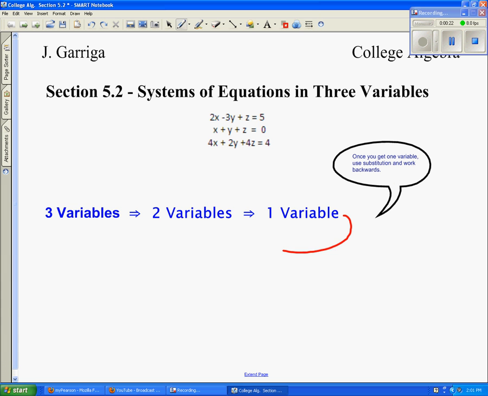Once we get to one variable, then we're going to back substitute. We're going to take our one variable, plug it in here, and solve and get our second variable. Then we're going to take our first and second variables and plug them into the first equations that we were given and solve for our third variable.